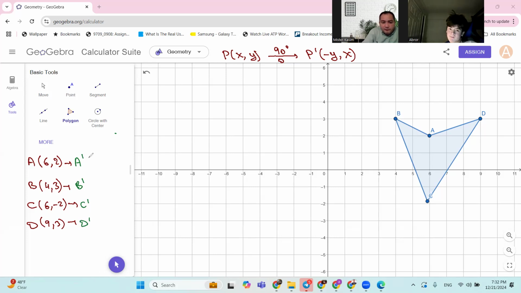So now, Abror, can you tell me the new coordinates after rotation of 90 degrees anti-clockwise using that formula? What is A prime? Negative 2, 6. B prime? Negative 3, 4. C prime? 2, 6. We just flip and multiply the x coordinate by negative, right? D prime: negative 3, 9.